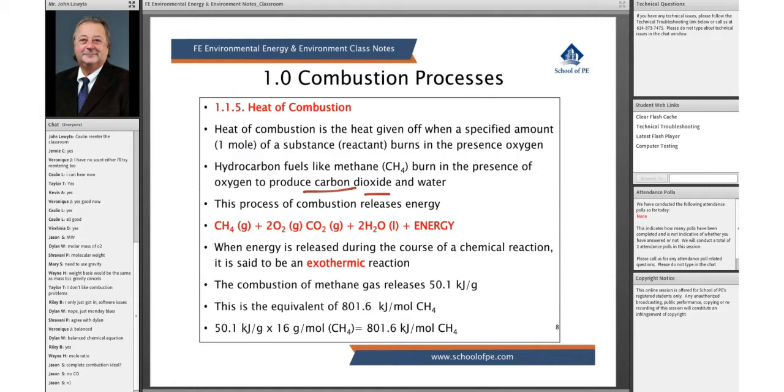So if you look at this, here's your CH4, a gas, and your O2 is a gas. Essentially it goes out as CO2 as a gas and releases some water. And at the same time, we get the energy out, which is your heat. That's what we talk about, the heat of combustion process. It's known as an exothermic reaction.